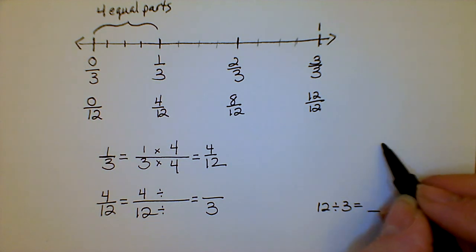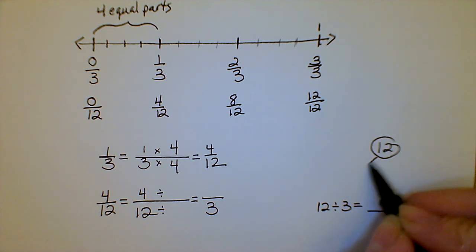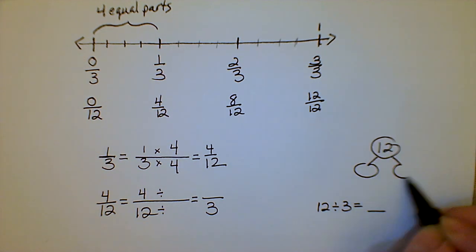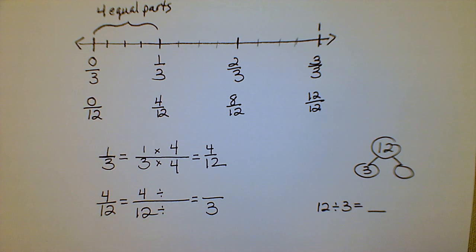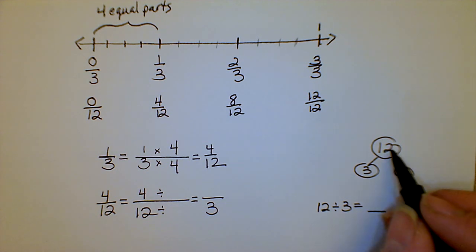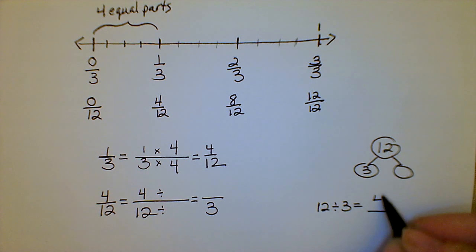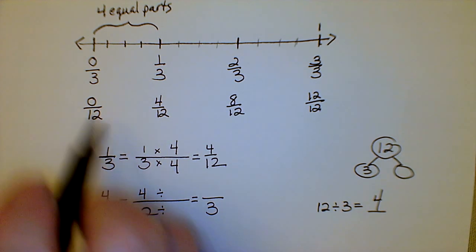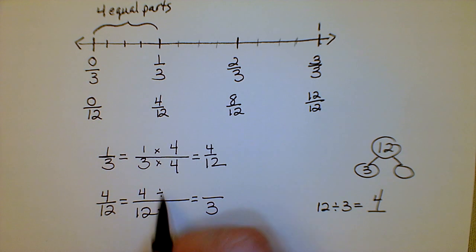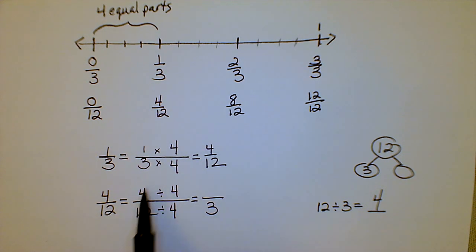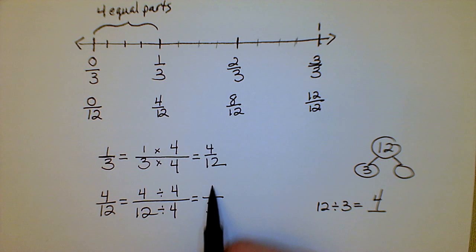Remember that we can flip that. And we know that because 12 can have 3 and some other number over here as its factors. So 3 times what is 12, or 12 divided by 3 will give me that. And I can go either direction, so you should get a 4. And we know that because we did 4 equal parts. So even if you didn't know that right now, you could have just figured it out by looking above. And so now 4 divided by 4 is 1. And look at that, we showed it again.